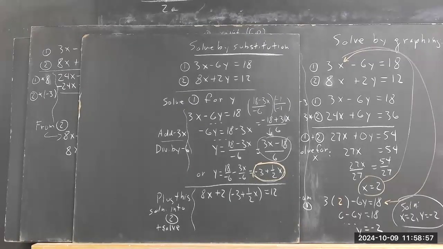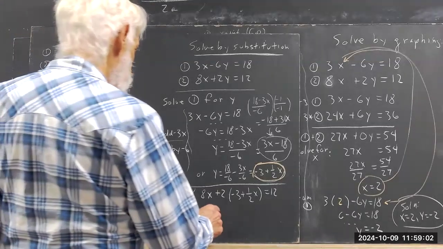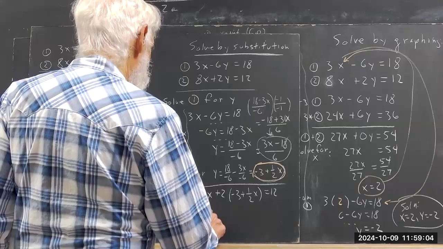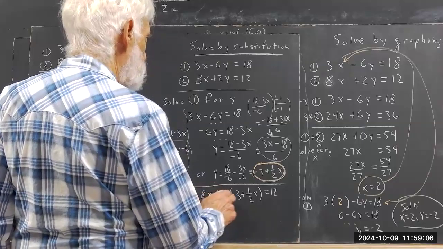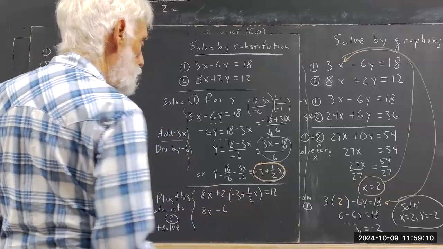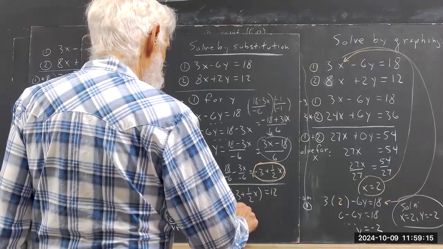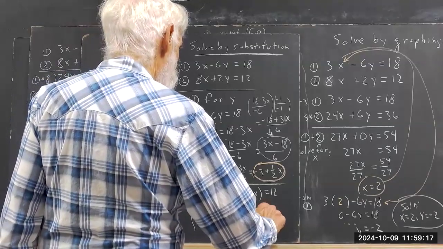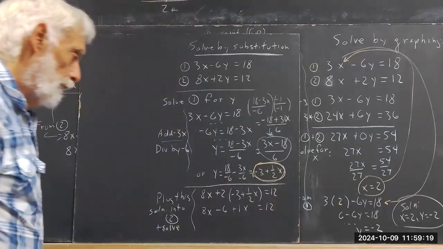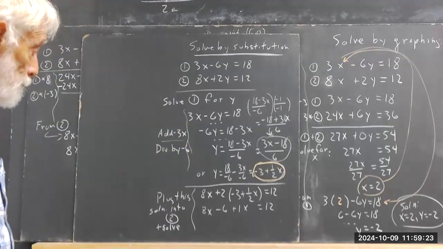Okay, I'll make sure you've done this. If you're doing this online, you're going to get 8x, and then 2 times negative 3 is minus 6. Now, 2 times 1/2x. Well, 2 times 1/2 is 1. And now we've got an equation. It's getting pretty simple. Okay. So what do we do next?